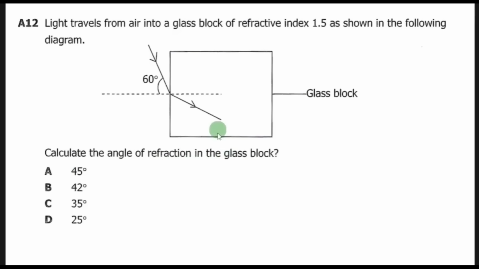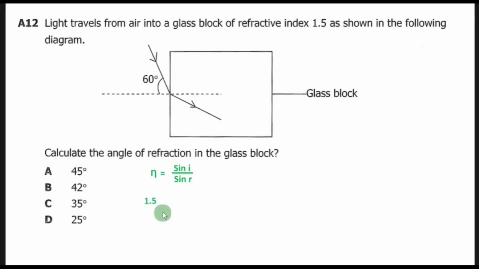So for us to be able to answer this question, we must know what relates angle of incidence, angle of refraction, and refractive index. That equation is called Snell's law, which says refractive index, used by this symbol, is equal to sine of the angle of incidence, I stands for angle of incidence, divided by sine of the angle of refraction, R here.